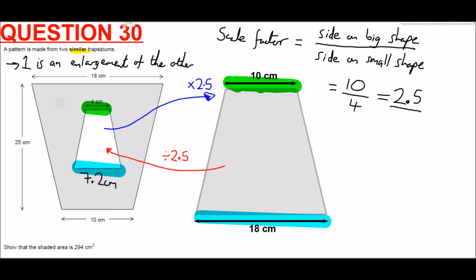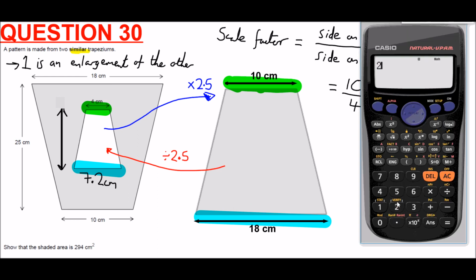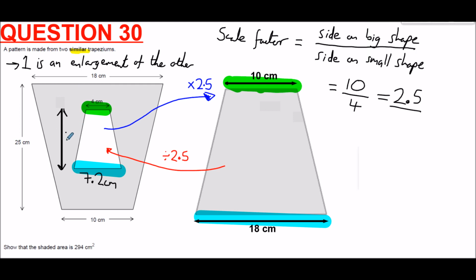We also need to know the height of the smaller one. We know the height of the biggest one is 25 from top to bottom. To go from the big to the small, we divide the big length by 2.5 to scale it down. So the height of the smaller one will be 25 divided by 2.5, which equals 10. And so this height is 10 centimeters.